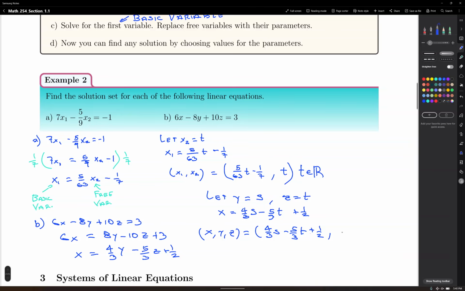What was Y? Isn't that S? And what about Z? That equals T. Okay, so that's how we solve linear equations with more than one variable using parameters, right? That's something you may not have done before. So, anyway, that's it.